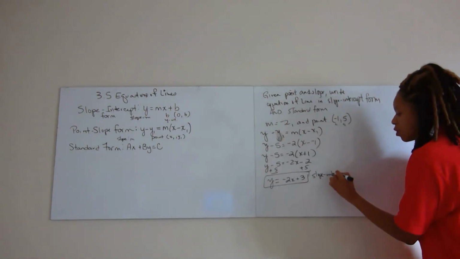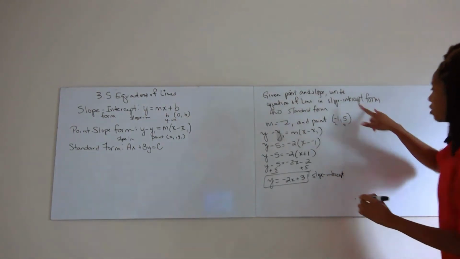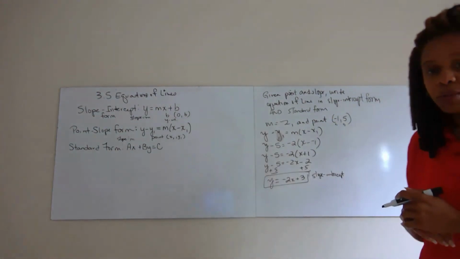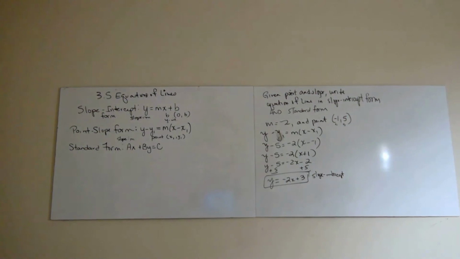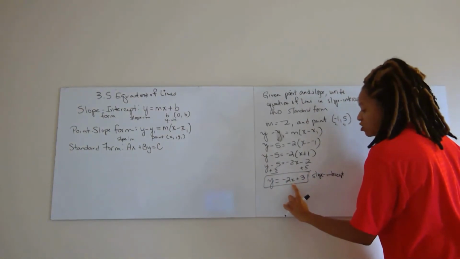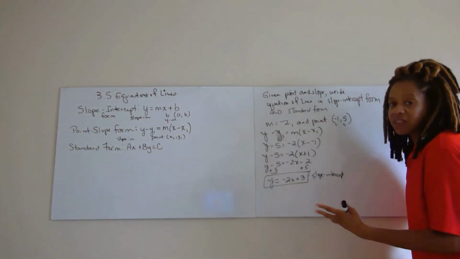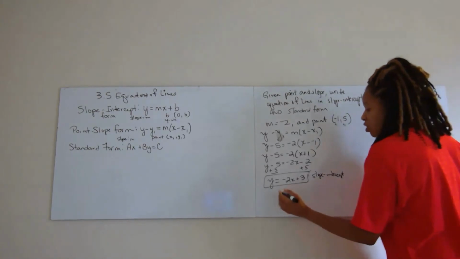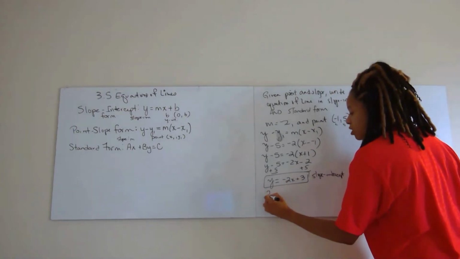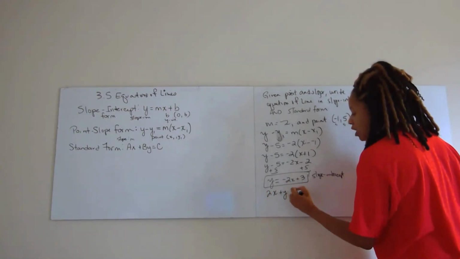So slope-intercept form is the first method. Then they tell us to write the equation of the line in standard form. The standard form is ax plus by equals c. Essentially what it's telling you is that the x term needs to be on the same side of the equal sign as the y term. So I'm going to have y equals -2x plus 3. So in standard form, it's going to be 2x plus y equals 3.